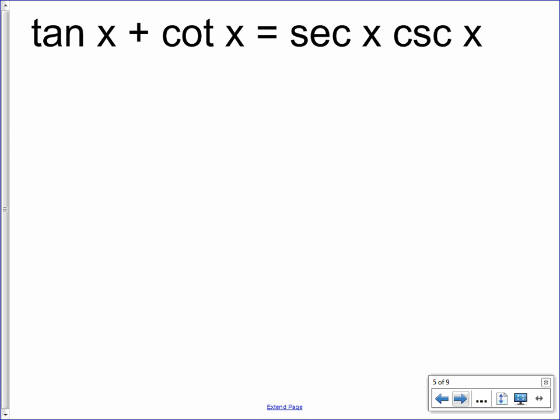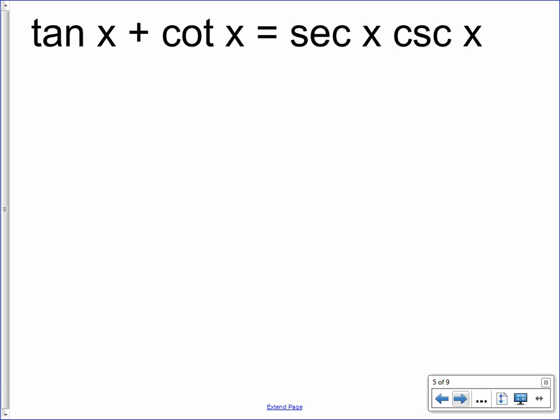So let's do some examples now. Alright? I have 4 that we're going to do together. Okay? And then you have 10 maybe tonight. Okay? So here we go. This is the one that was on the front page. Okay. So first of all, we need to make a decision. Which side should we start with?